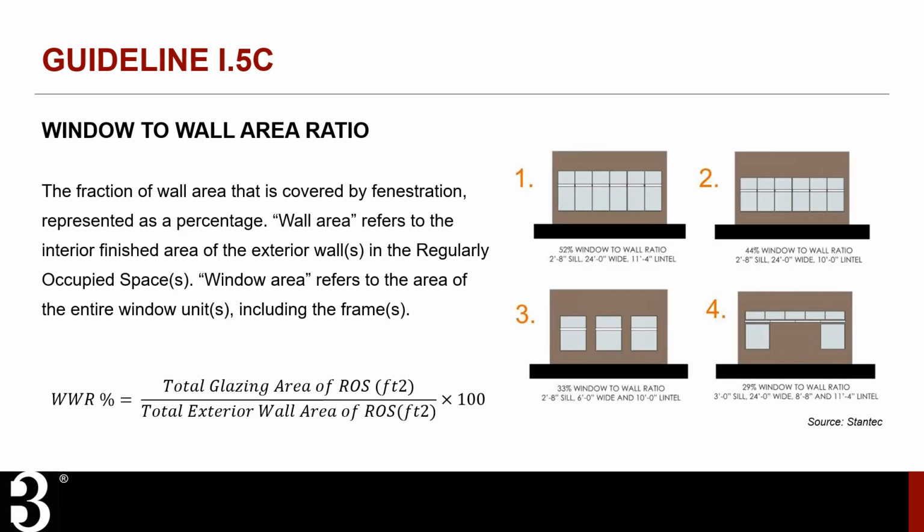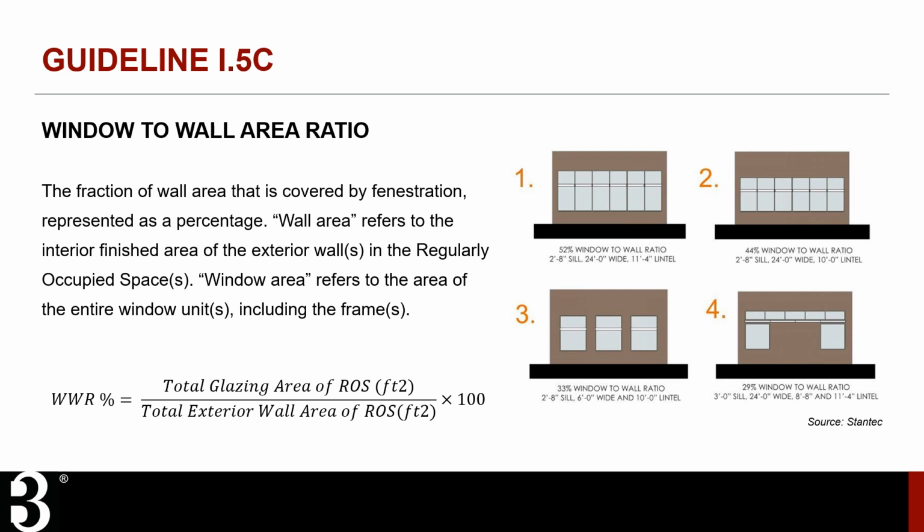To calculate the window-to-wall area ratio, the total area of the windows in regularly occupied spaces is divided by the total exterior wall area of regularly occupied spaces. Exterior walls not adjacent to a regularly occupied space are not included in this calculation, and neither are regularly occupied spaces that are not adjacent to an exterior wall, though these must be recorded in the B3 daylighting worksheet.